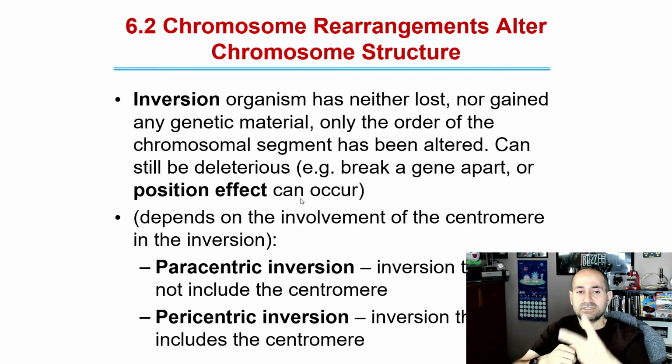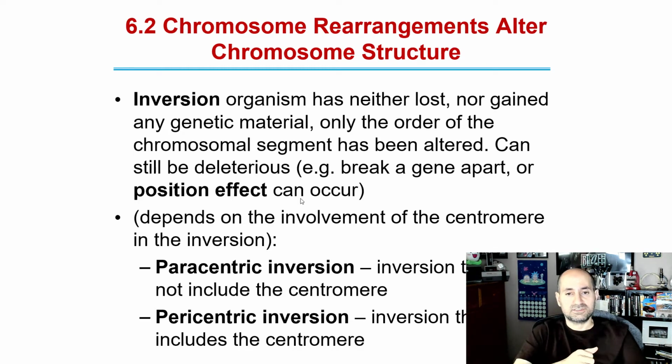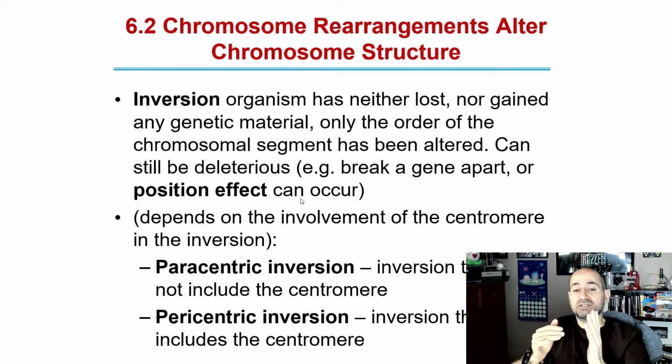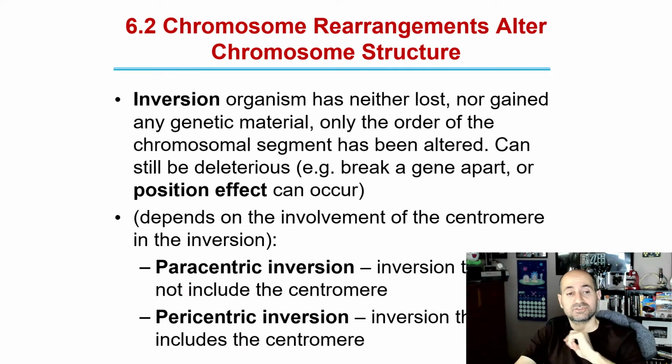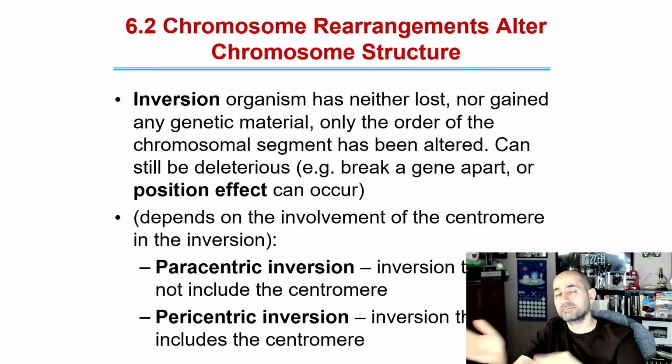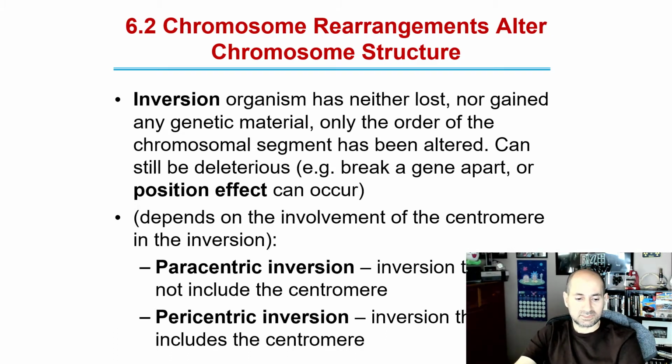Now, here's an interesting thing. There are two types of inversion that you need to know about, depending on if it involves the centromere or not. If you flip the chromosome and that includes the centromere, that's called a pericentric inversion. If you have an inversion that does not include the centromere, say on the long arm or on the short arm, well then that's a paracentric inversion.